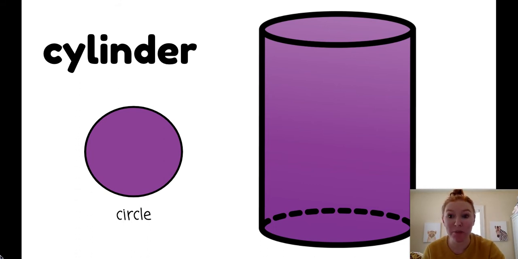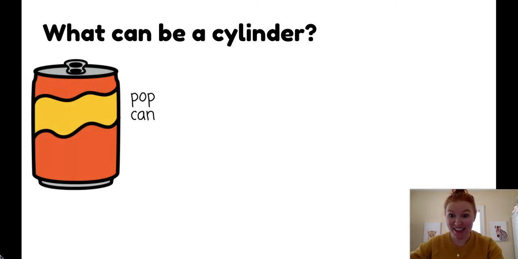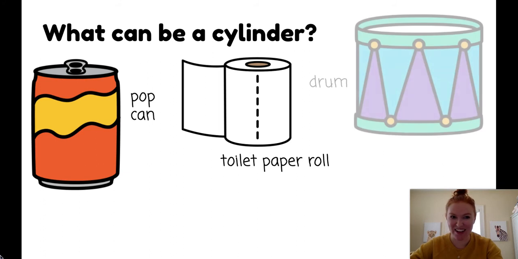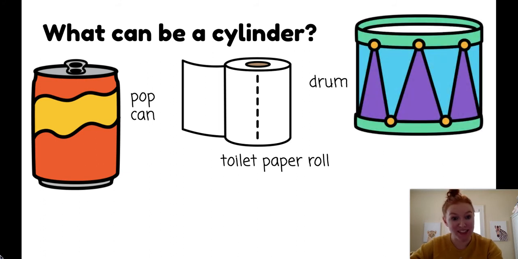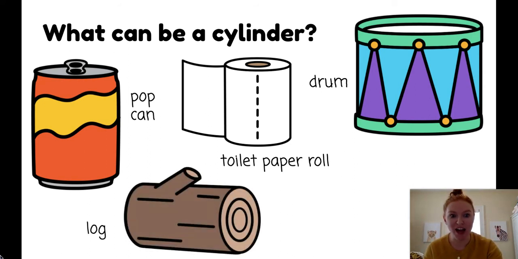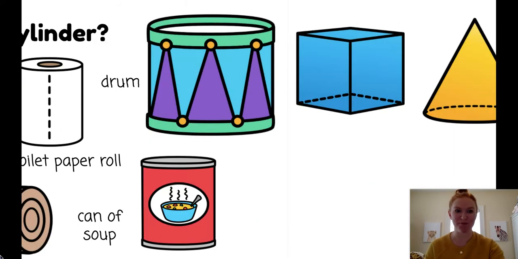So let's see what can be a cylinder. A pop can is a cylinder. Your toilet paper roll is a cylinder. A drum is a cylinder. See, the top of it is a circle and the bottom of it is a circle, and then it's got curved sides all the way around. A log can be a cylinder. And a can of soup is a cylinder. Circle on top, circle on bottom, curved sides all the way around. That's what a cylinder looks like.